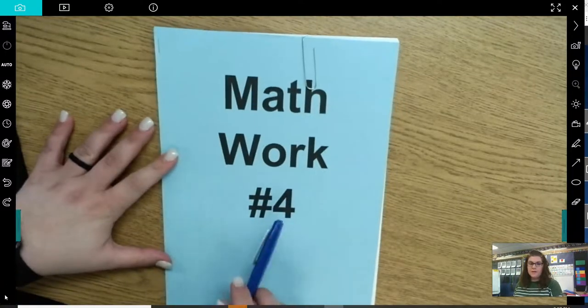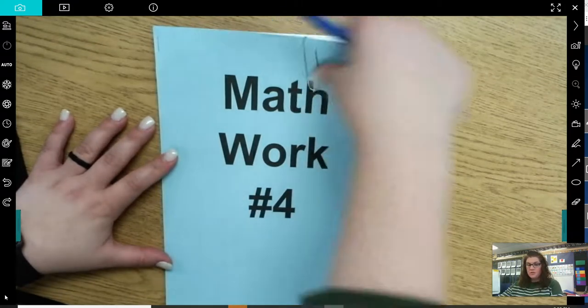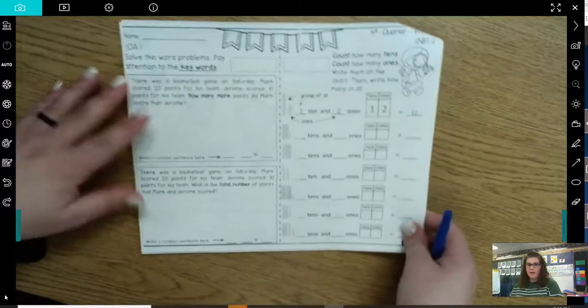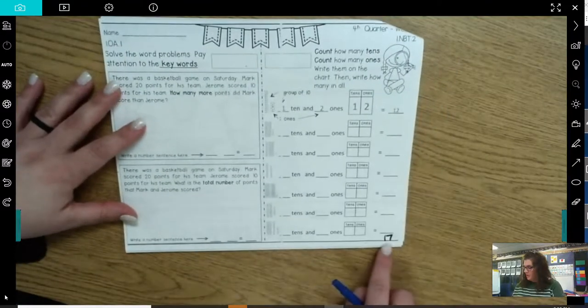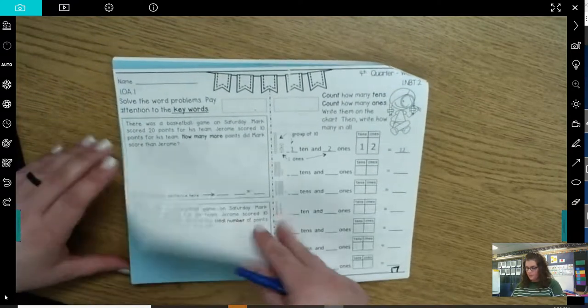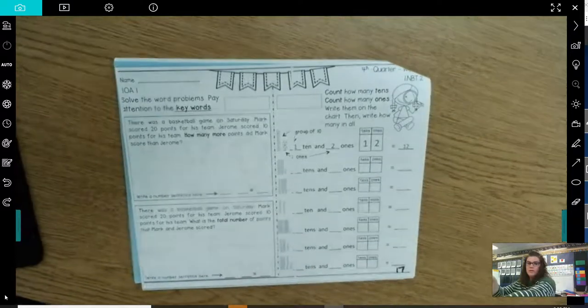All right, we're going to be working in our math work number 4 book. As we get closer to the end of the year, we are just going to be working on some review pages, making sure that we remember how to solve different types of math equations, word problems, all the things, okay? So today we're going to open up our book all the way to page 17. I'll give everybody a second to get your book out. Remember, we're in math work number 4, and we're opening up to page 17.